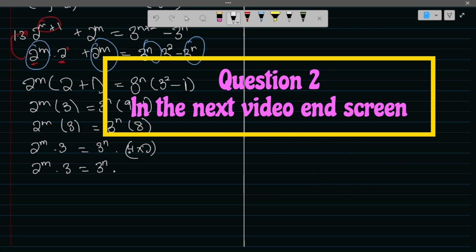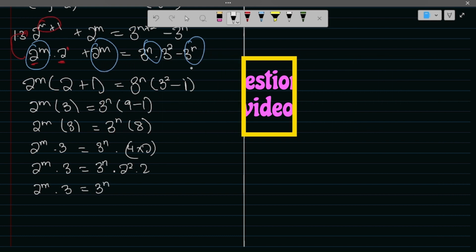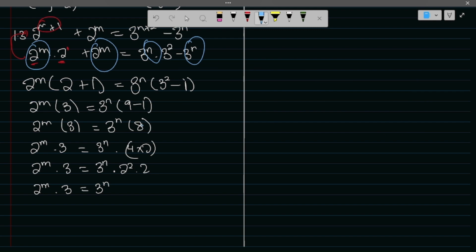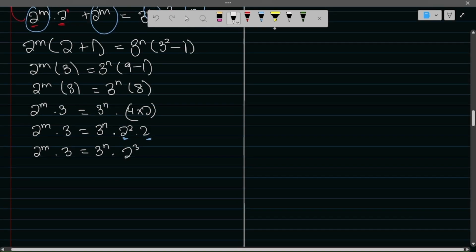And you know 4 is a perfect square, so it's going to be 2 squared multiplied by 2, right? And then you're going to have 2 to the power m multiplied by 3 is equal to 3 to the power n. Same bases again, laws of exponents are coming again. Same base, so what you do is add the exponents, so it's going to be 2 cubed, 2 to the power 3, right? So now we're almost done, guys.